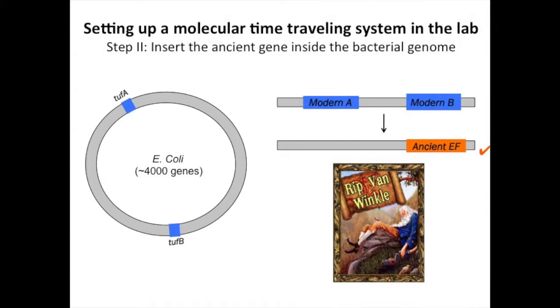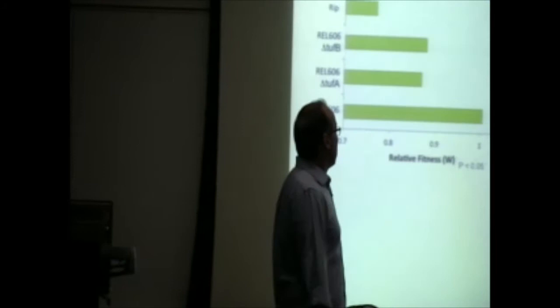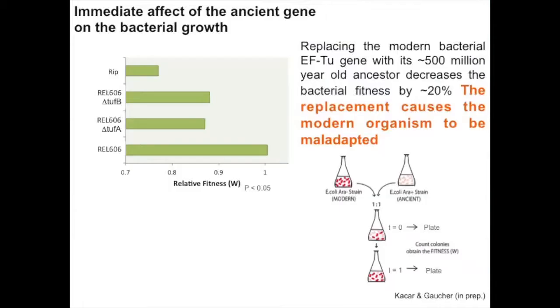And so we have this ancient gene. It's inside of E. coli. And what we next do is we just watch the E. coli evolve. How does it adapt to having this ancient gene inside of it? First thing we did was we measured what the fitness value associated with having this ancient gene.